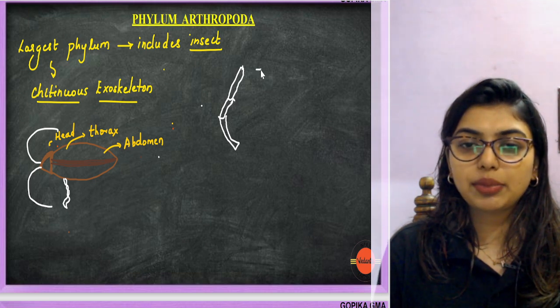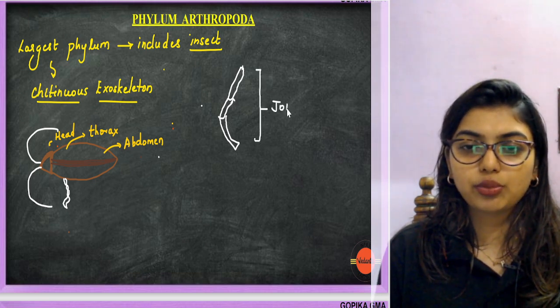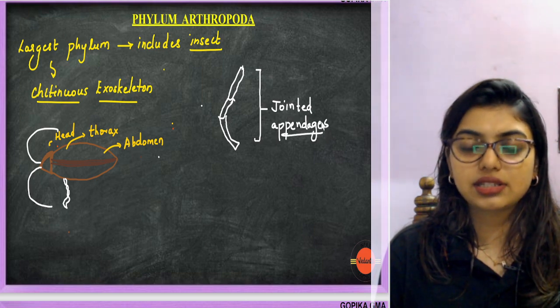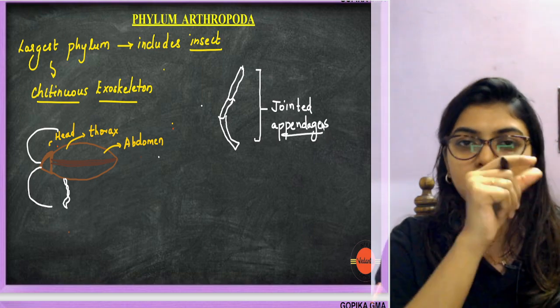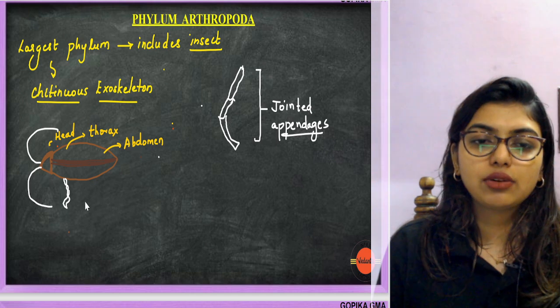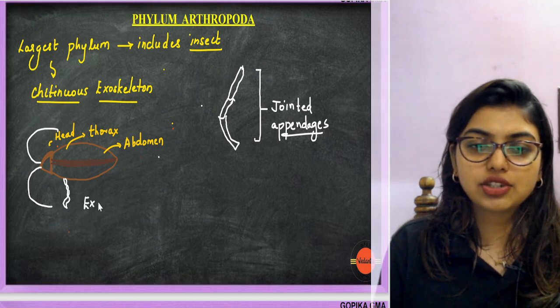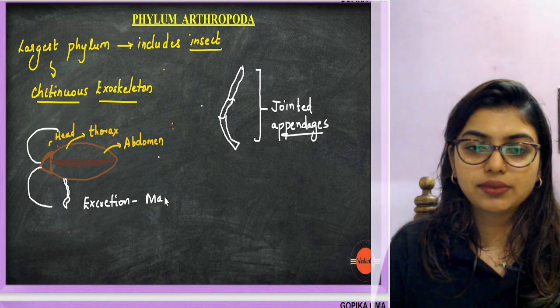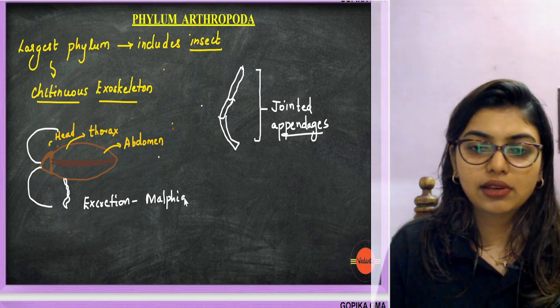So jointed appendages are one of the specialized characteristics of Arthropoda, which you would have studied in your smaller classes as well. That is, they have legs which are jointed, each piece is there. Now their excretion. Excretion happens with the help of Malpighian tubules.